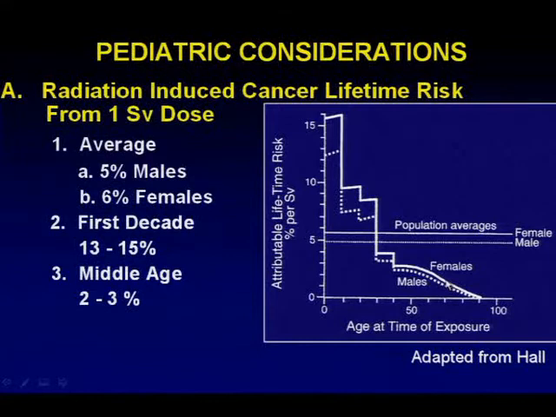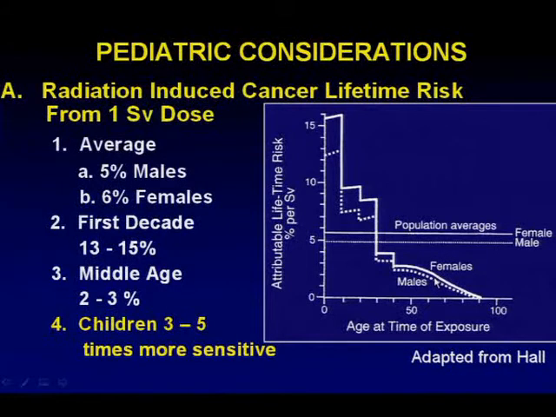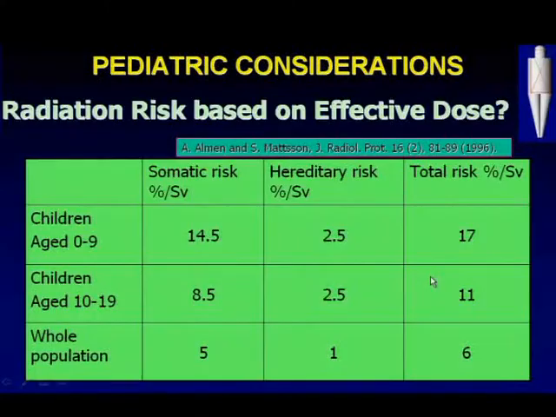It's about the only thing that, at this point in my life, that I can do better than my children can. And so, in summary, we believe children are 3 to 5 times more sensitive to radiation exposure than their parents. And this is that same type of data just represented in a table. The somatic risk is 14.5% for children between the age of 0 to 9.